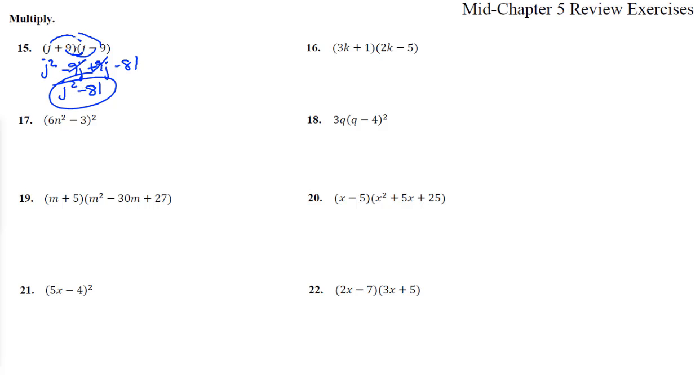Let's remember that this does form a pattern. When you have exactly the same things except the middle sign is switched, the middle terms will cancel and you'll be left with just a subtraction between two things that were perfectly squared, the j and the 9.